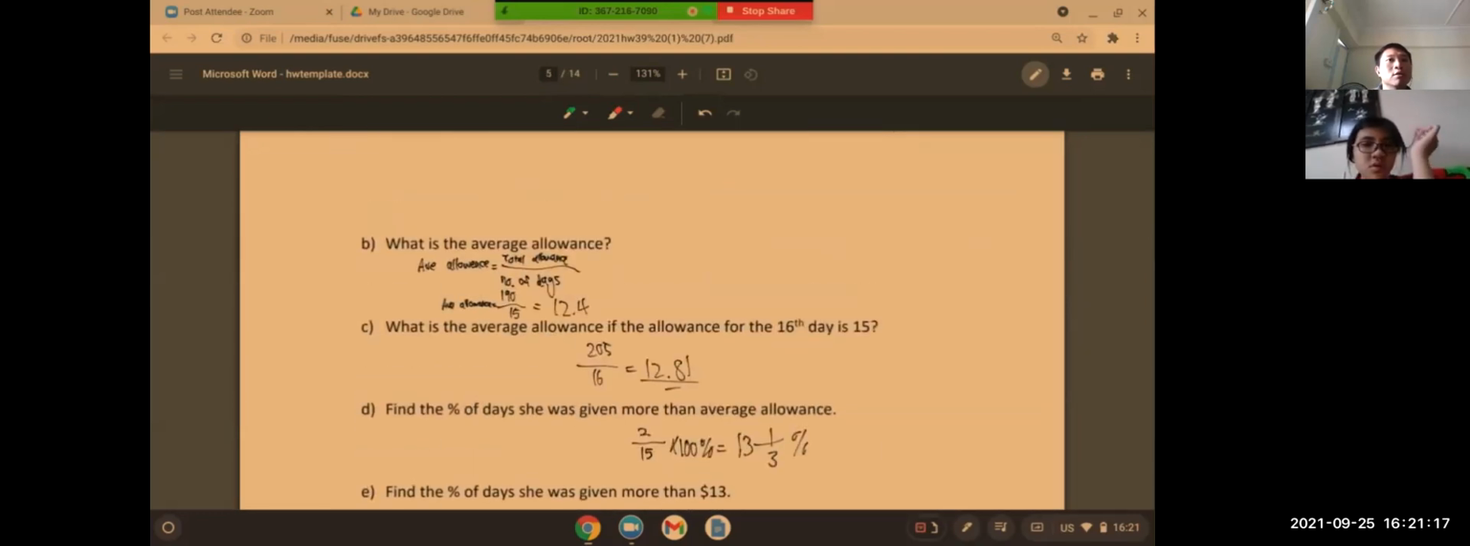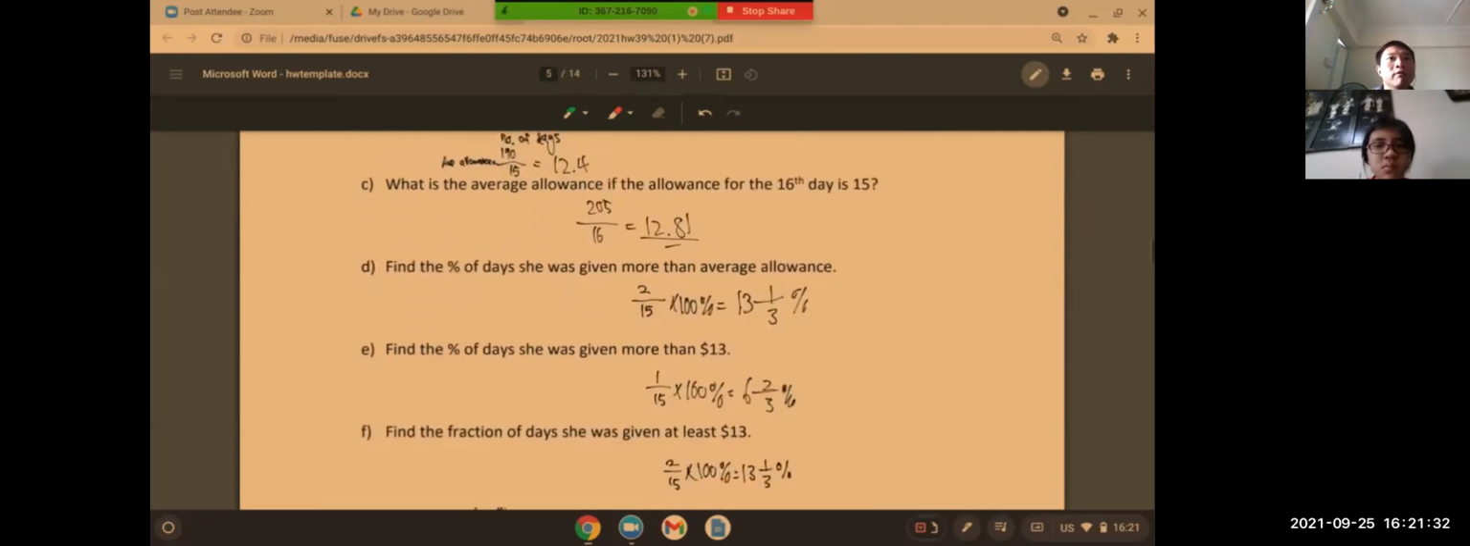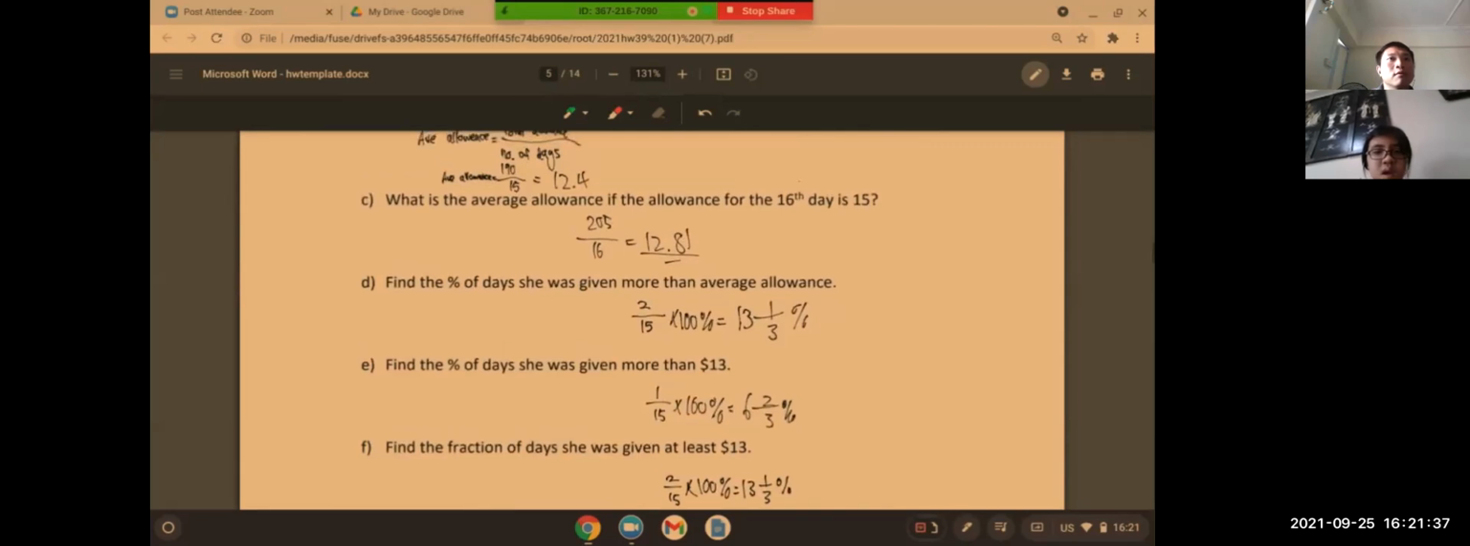What's the average allowance? So 怎么做 average? Average allowance equals to total allowance over number of days. Okay, looks good. Okay, 可以. What's the average allowance if the allowance 等一下 15. How do you do this question? You must add the 15 inside the 190. Okay, and then you must add one more day because 16 days. Correct. Very good. Okay, 下一题.